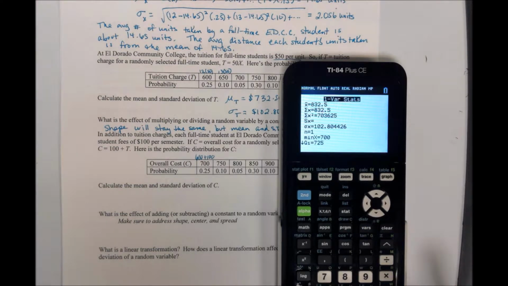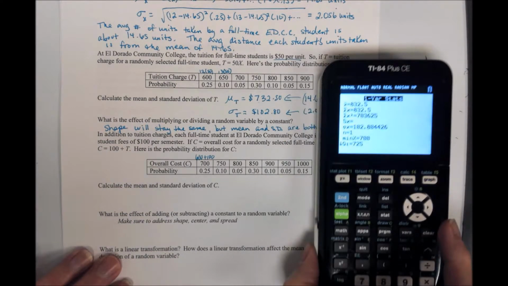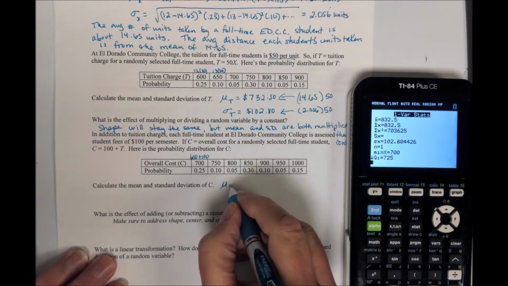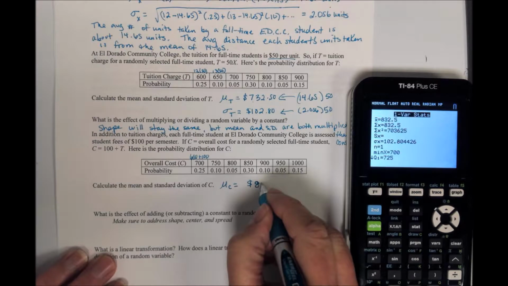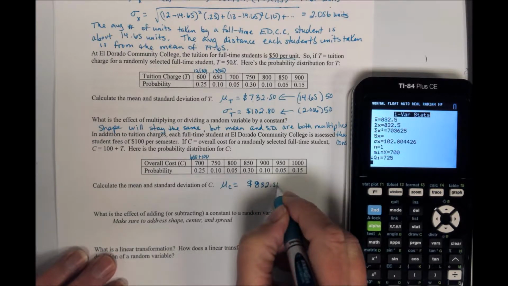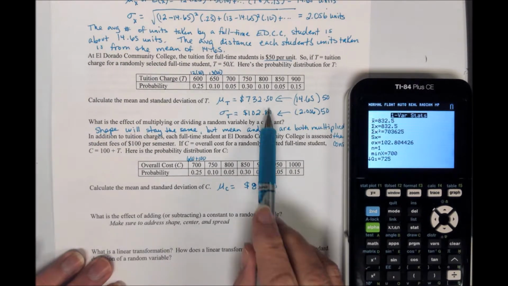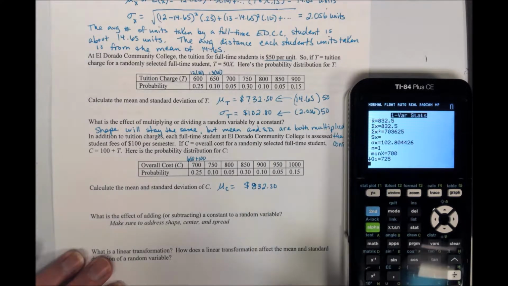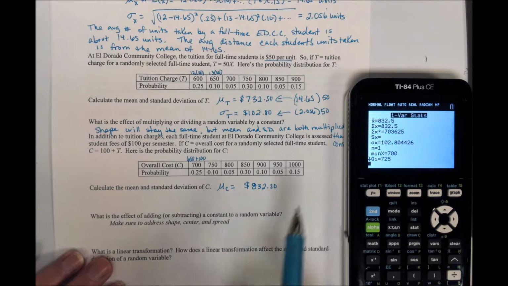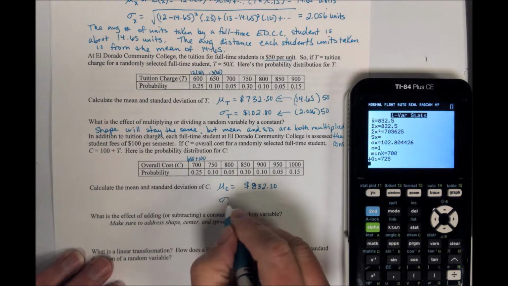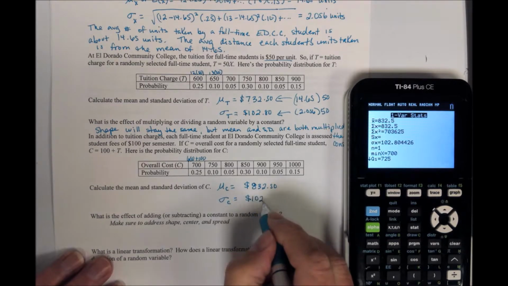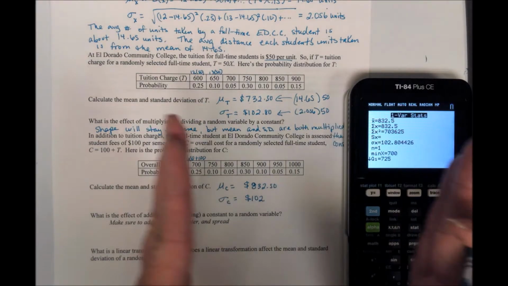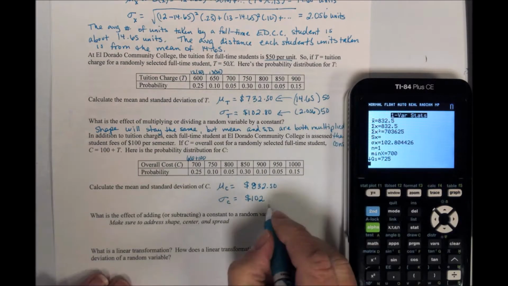So what is my new mean? So my new mean for the random variable C is 832.50. Again, I can see from the part up here, it just took my mean for the tuition, added 100, and there's my new cost. But what happened to the standard deviation? Notice it is exactly the same. Adding a constant just shifts it left and right. It doesn't change its width.